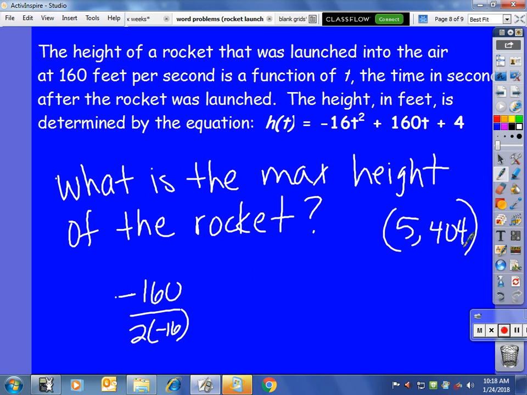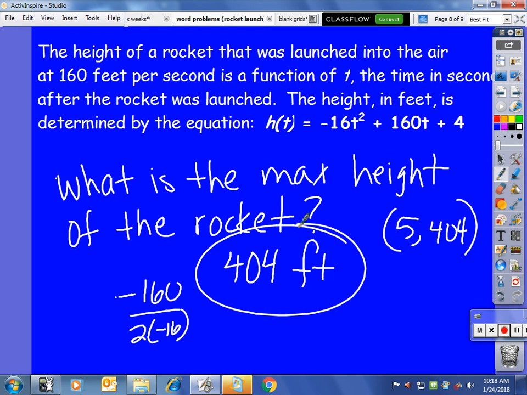But if you put that answer to this question, Zoe, I would put a big fat X, and then I'd get mad at you for falling asleep. What is the answer to my question? 404 feet. That's the only answer I want to see. If you put 5, 404, that doesn't tell me that you know that the y value is actually the height and the x value is actually the time.